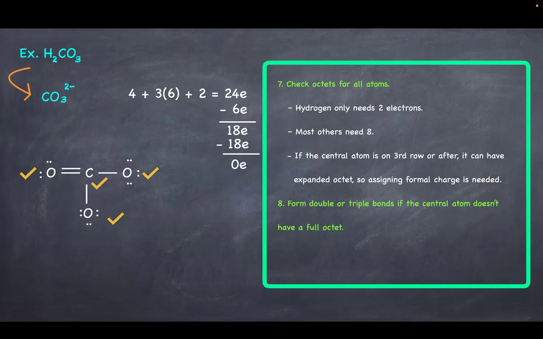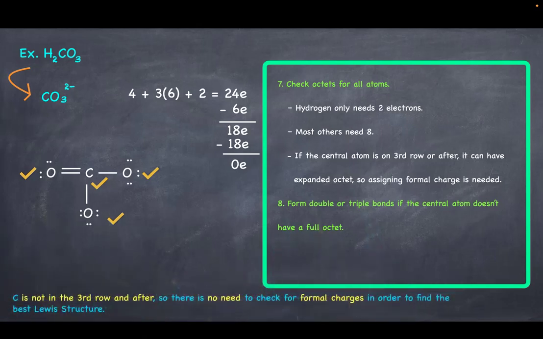Just one thing to make sure of every time you draw Lewis structures is to take a look at the central atom. If it's in the third row and after, you have to check the formal charge to see if that's a good structure or not. But since carbon is only in the second row of the periodic table, it's happy with just having 8 electrons. It cannot have an expanded octet. Therefore, our structure is good.